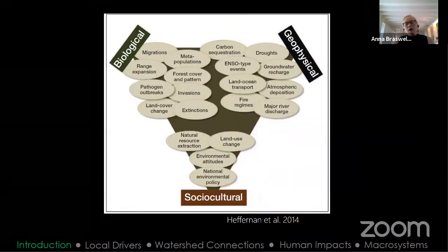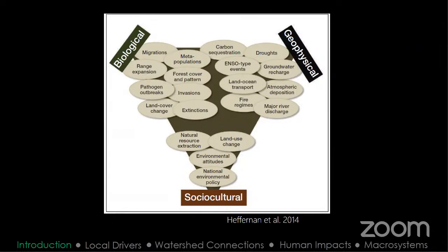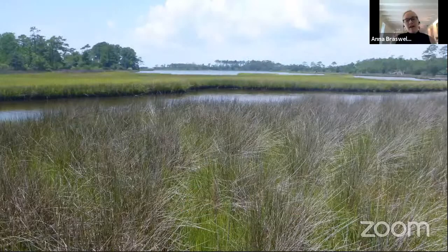Another important part about macro systems is that it not only includes the geophysical drivers and the biological drivers of a system, but you also put humans into the system when you consider things at this scale. So things like land use change, natural resource extraction, anything that you can think of that has to do with environmental amenities or attitudes can be put into this system. So it not only incorporates biological and geophysical, but also social and cultural. Okay, so that was a lot about macro systems.